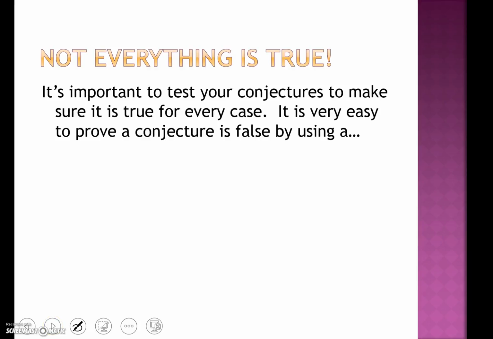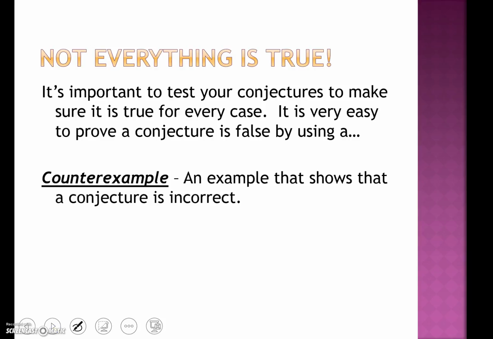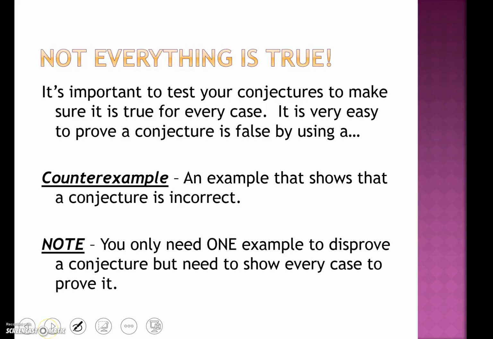And when that happens, we can show something is false by coming up with a counterexample. A counterexample is an example that shows that a conjecture is incorrect. So you could say something to me, but if I can prove it wrong by using a counterexample, then you are incorrect. The big thing here is you only need one example to disprove a conjecture, but you need to show every case to prove it. Okay, so as long as you can come up with one thing, then you're good to go.